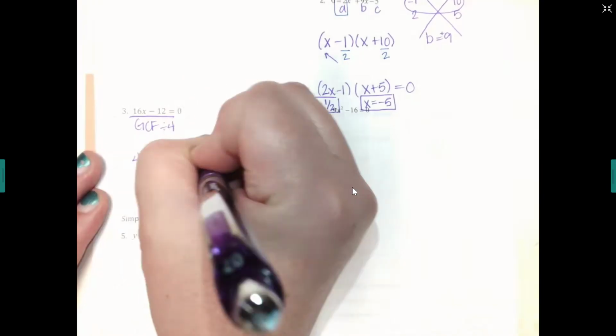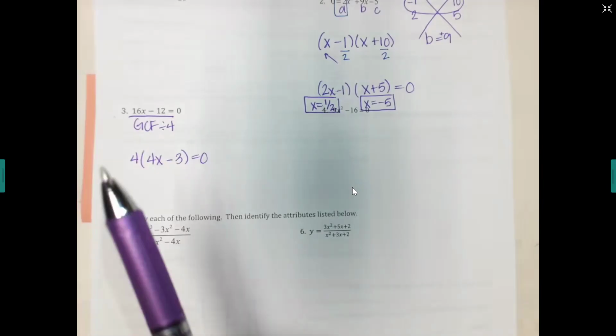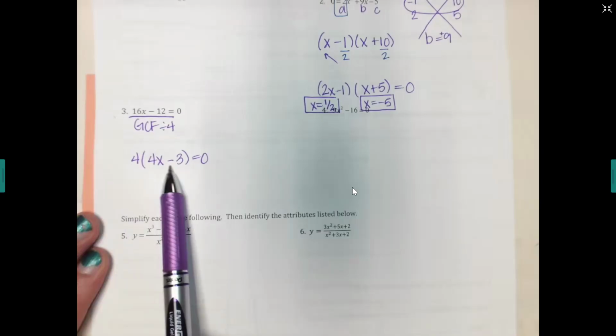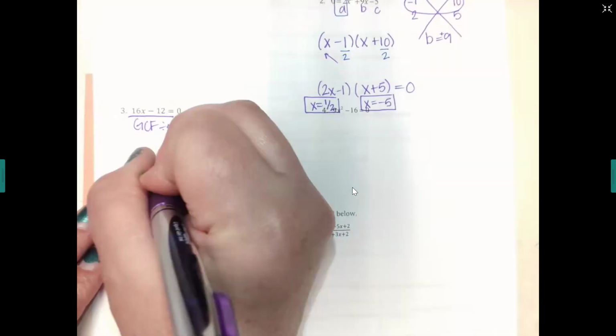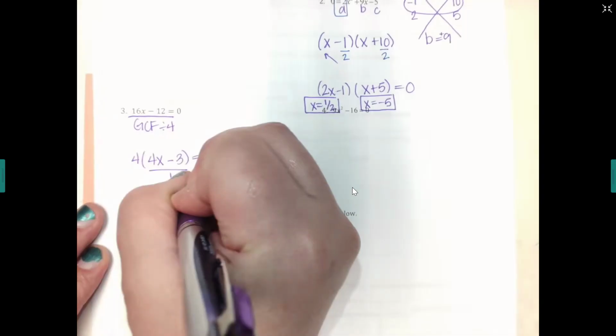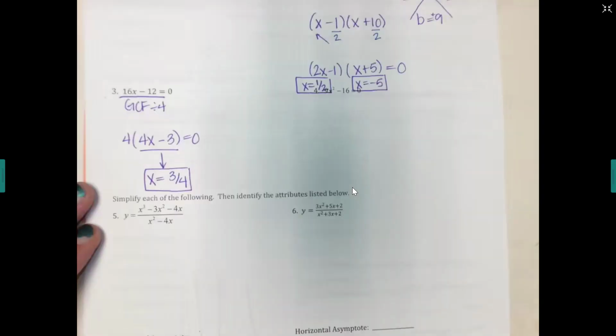Now remember, only x's give you answers. So if this 4 out here had an x on the outside, remember an x on the outside means 0. But if it's just a 4, you don't get an answer from that. And then for my 4x minus 3, I'll get an answer from this one. The -3 turns to a +3, then slide the 4 back down. So it'd be 3/4. Okay?